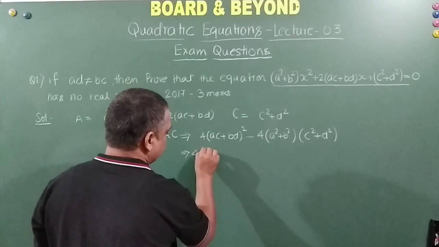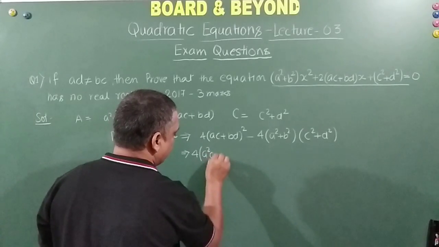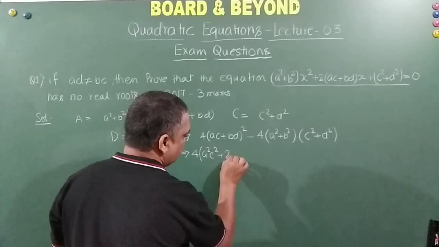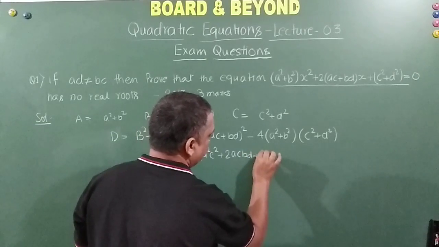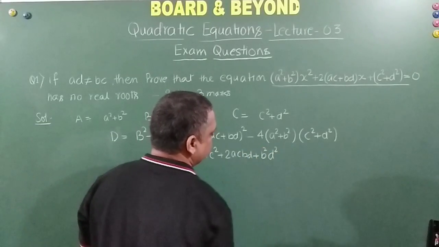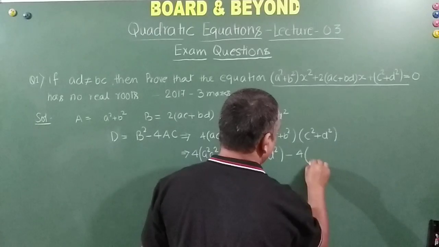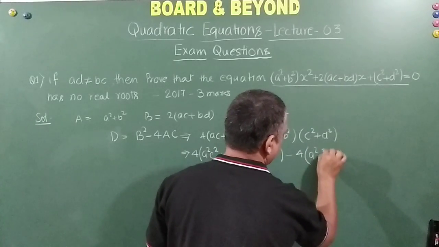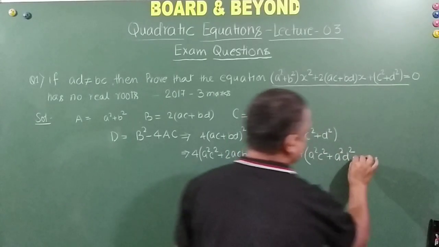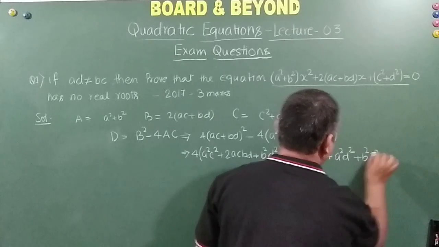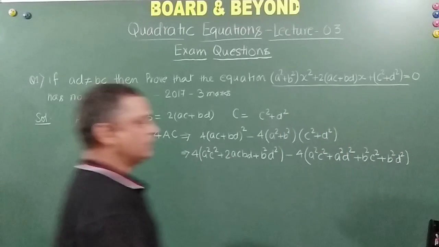So this 4, okay, and this will be a square c square, plus 2 into a, that is ac, into b, that is bd, plus b square and d square, right? Minus, let us multiply this, 4 into a square c square plus a square d square plus b square c square plus b square d square. Are you all there with me on this?